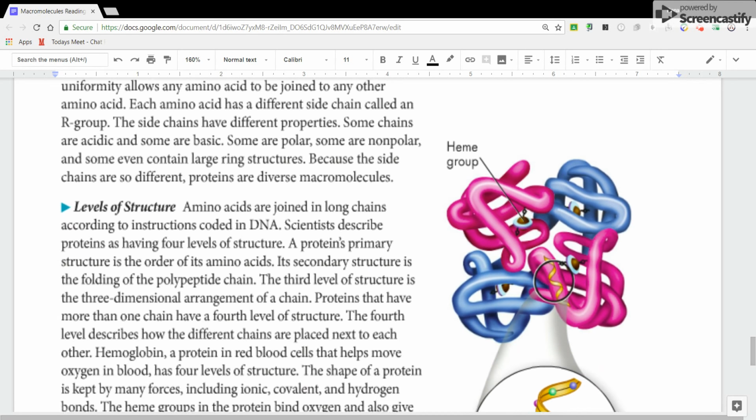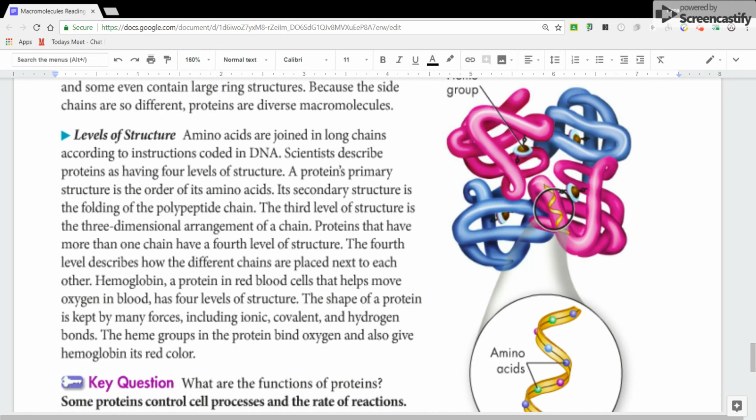Amino acids are joined in long chains according to instructions coded in DNA. Scientists describe proteins as having 4 levels of structure. A protein's primary structure is the order of its amino acids. Its secondary structure is the folding of the polypeptide chain. The third level of structure is the 3-dimensional arrangement of a chain. Proteins that have more than one chain have a 4th level of structure. The 4th level describes how the different chains are placed next to each other.